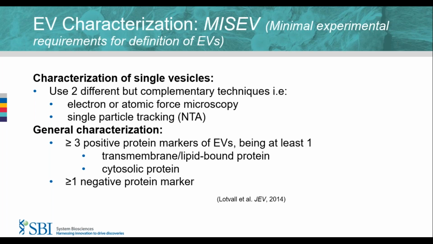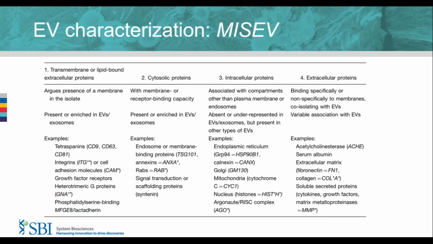Then general characterization in terms of markers, so at least 3 positive protein markers for EVs, being at least one of them a transmembrane or lipid-bound protein, and a cytosolic protein, and a negative protein marker, such as, for example, here we can see, argonaute or histones, or proteins that are known not to be, or that should not be contained within exosomes.